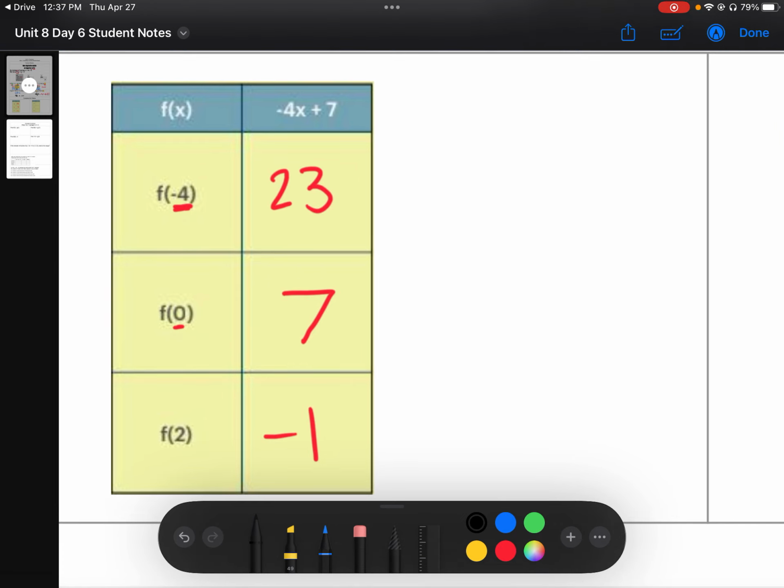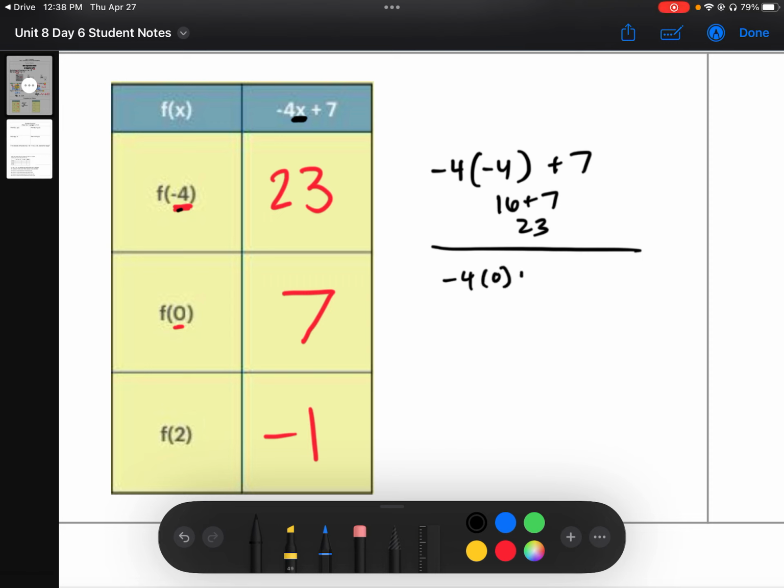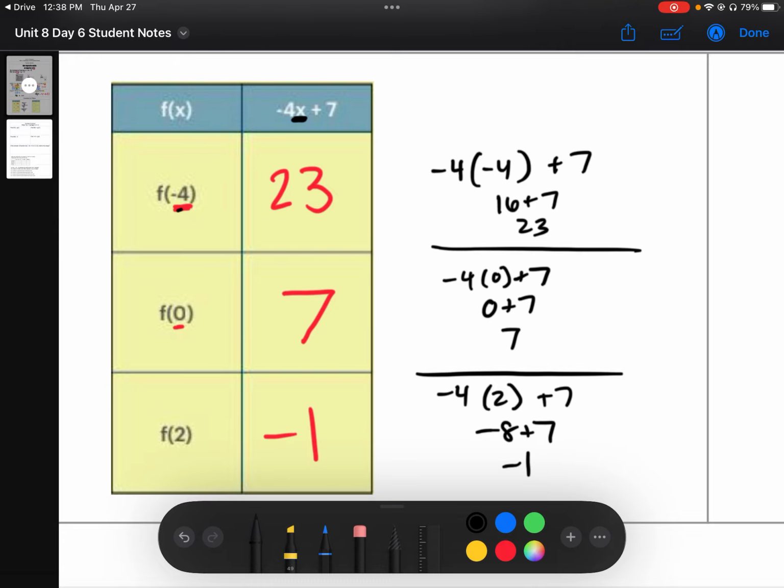Alternate mode to do if you don't have your calculator, you plug in for x. So negative 4, what are we plugging in? Negative 4 times negative 4 plus 7. So 16 plus 7, 23. Then we've got plug in 0. Negative 4 times 0 plus 7. That's 0 plus 7, 7. Now plug in 2. So that's negative 8 plus 7, negative 1.